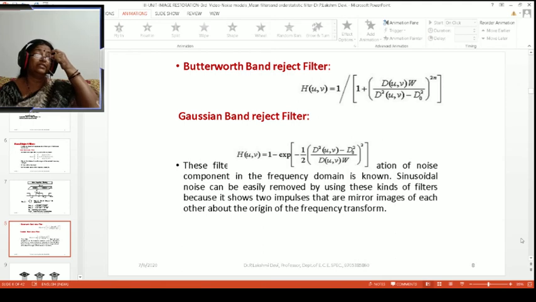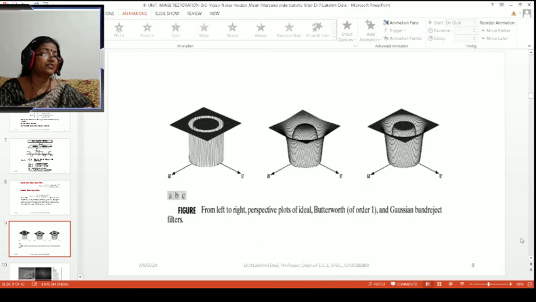Now we can observe some images here. Actually, it shows some impulse forms whenever we observe the frequency domain representation of these band reject filters, either in the Butterworth or in the Gaussian forms. These particular responses we can observe in these figures. From left to right, you can see the perspective plots of the ideal, Butterworth and Gaussian band reject filters. The ideal one is the first one, A. Butterworth of order 1 is the second figure, B, and the third one is the Gaussian band reject filter.